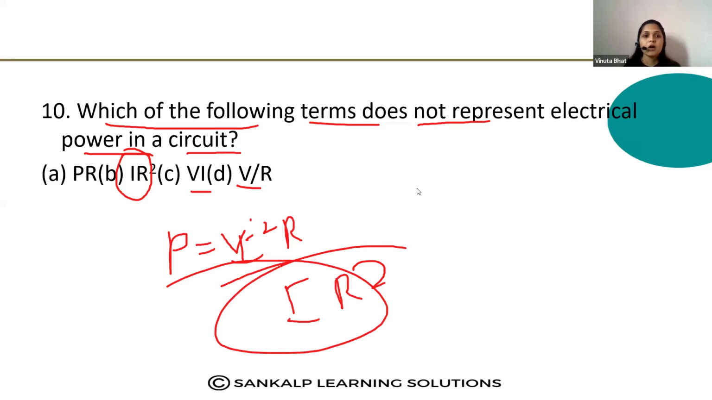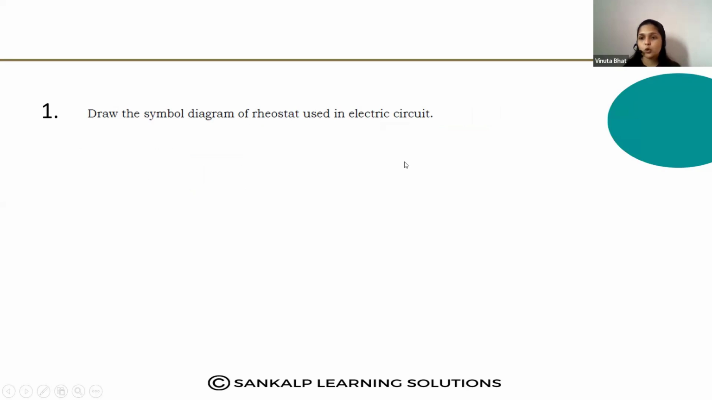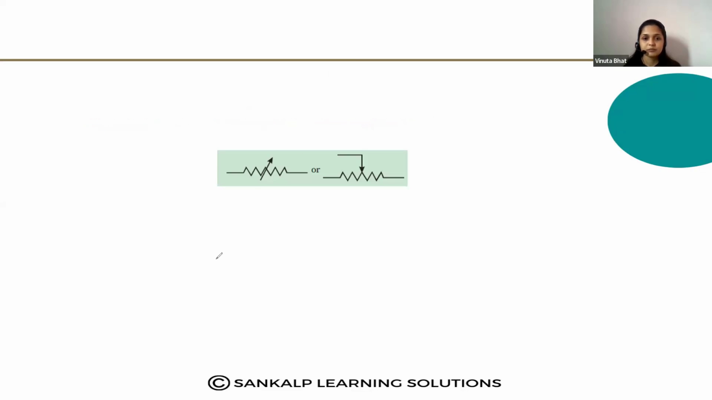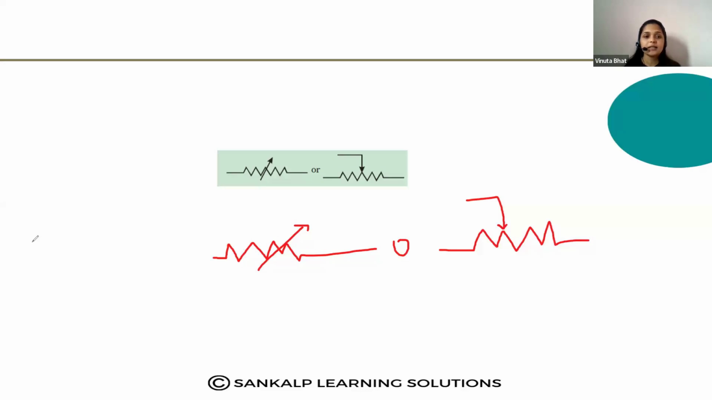So these are some MCQ questions. Now let us discuss some 1 mark questions. Draw the symbol diagram of a rheostat used in an electric circuit. So you have to draw the diagram of the symbol of the electric rheostat. Yes, this is the symbol of the rheostat. Like this. This is variable. This is the symbol of the rheostat which is used in an electric circuit.